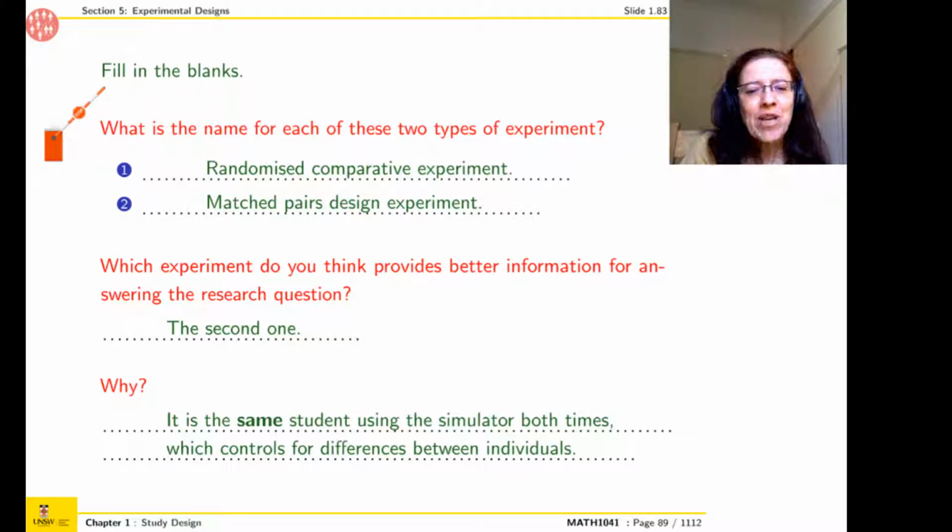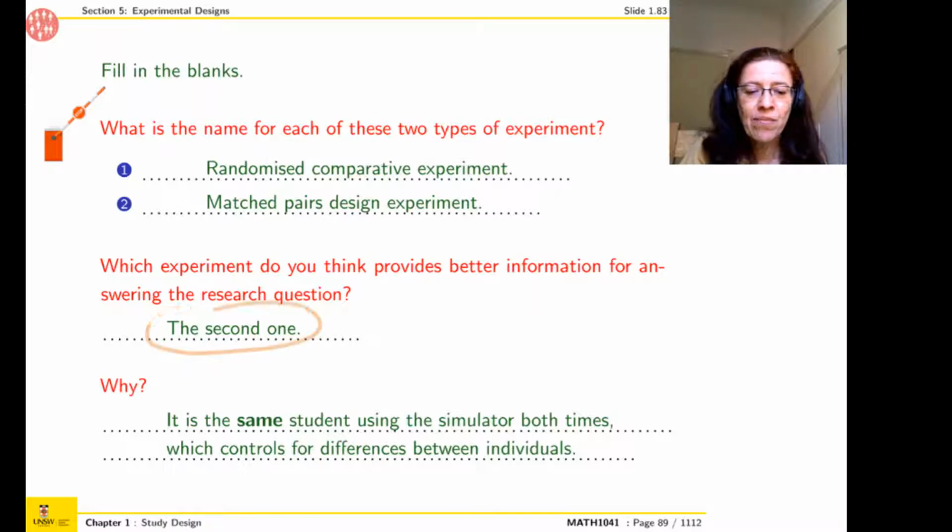The name of the two experiments: the one where we had two independent groups is called a randomized comparative experiment. In the second one, it was the same student driving twice, with and without the cell phone. So a student is matched with itself, paired with itself. That one was a matched pair design experiment. Which one will give more information to answer the question?